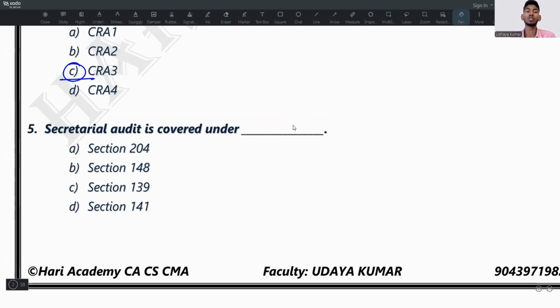Then, secretarial audit is covered under option A, section 204, B, section 148, C, section 139, D, section 141. You might guess the right answer. Section 148 is for cost audit, right? 139 is appointment of company auditor. 141 is qualification and disqualification of a company auditor.